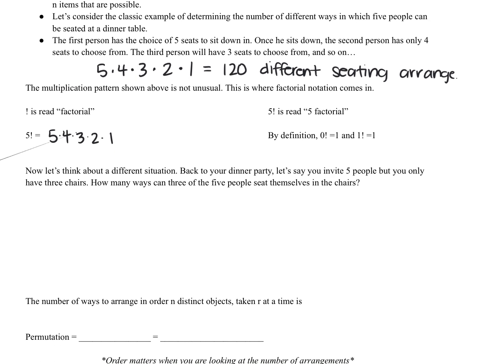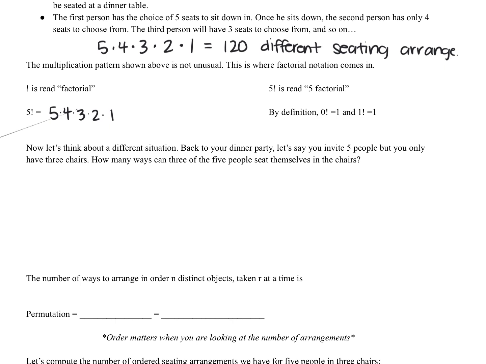Okay, so let's go back to that dinner party situation. You invite 5 people, but you only have 3 chairs. We want to know how many ways 3 of the 5 people can seat themselves in those chairs. Let's suppose our 5 people, we'll give them letters: A, B, C, D, and E. So those are our 5 people.